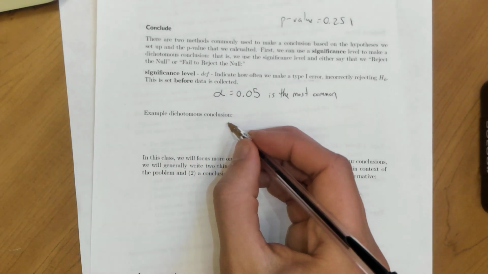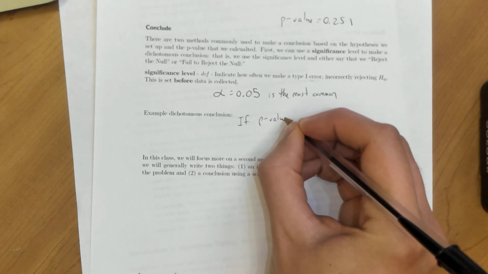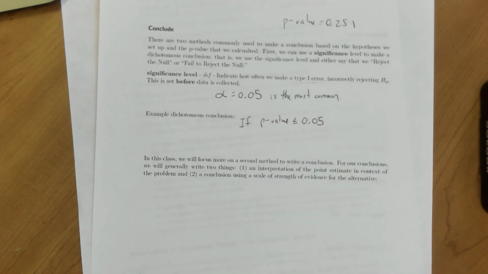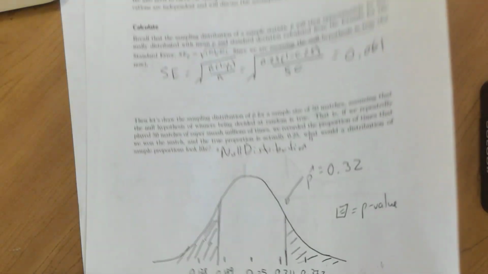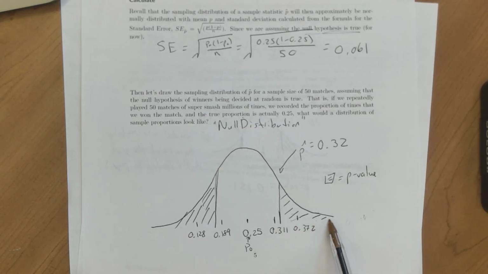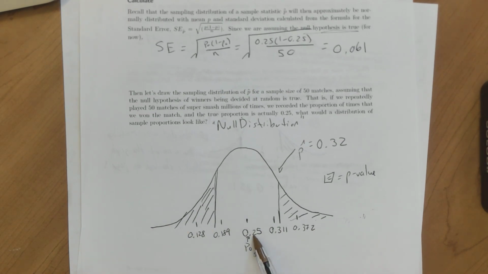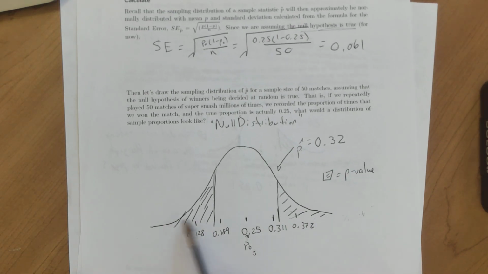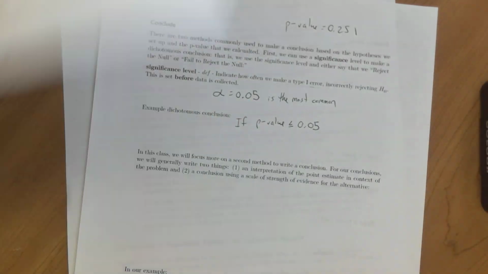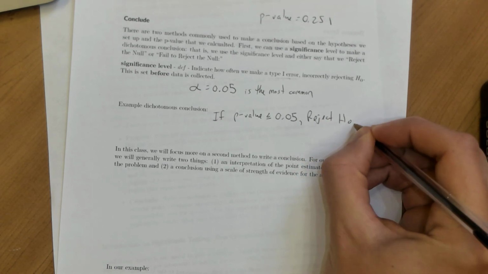And using this dichotomous conclusion method, we just say that if our p-value is less than 0.05, that means, I'm going to go back to the graph that we wrote before, that this area here is really, really small because that p-value is very low. So that means that our data is really inconsistent with the null hypothesis because we've got some sample proportion that is very far into these tails. So because our data is really inconsistent with the null hypothesis, we reject that null hypothesis.